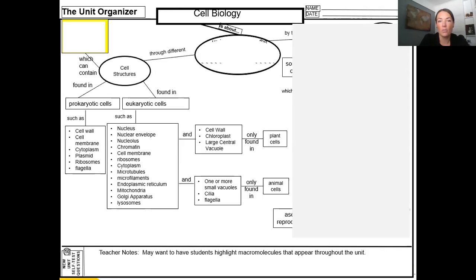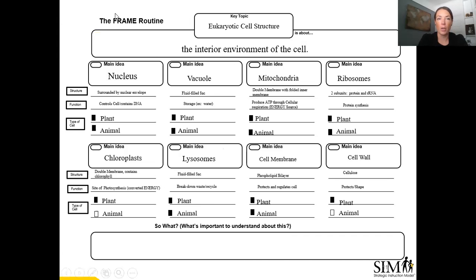From there, I have taken those structures and I've decided that there is a different content enhancement routine that I'm going to use to help the students learn about the specific functions of those specific structures. That routine is called the framing routine. You can see in the framing routine, what I've done is I've put in 8 different structures that I know are commonly assessed and/or kids struggle with. And the way it's set up is that it can list the structure for each, the function, and then which type of cell it's found in. If you're interested in learning more about this routine, there will be an opportunity for you to learn about it more on day 4.